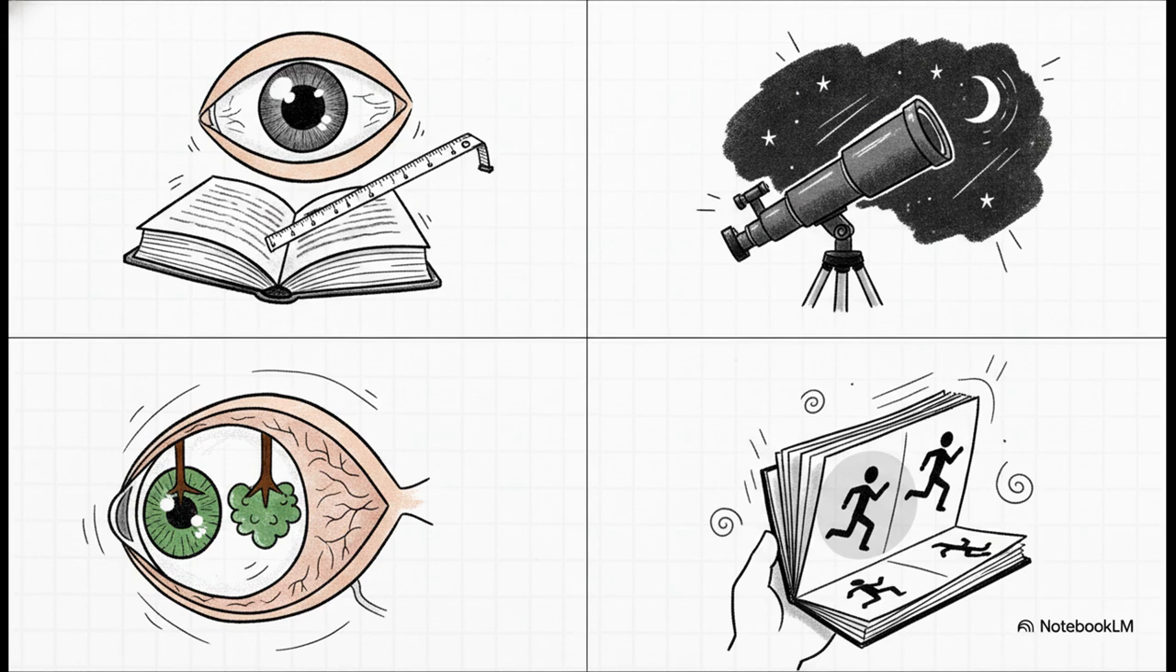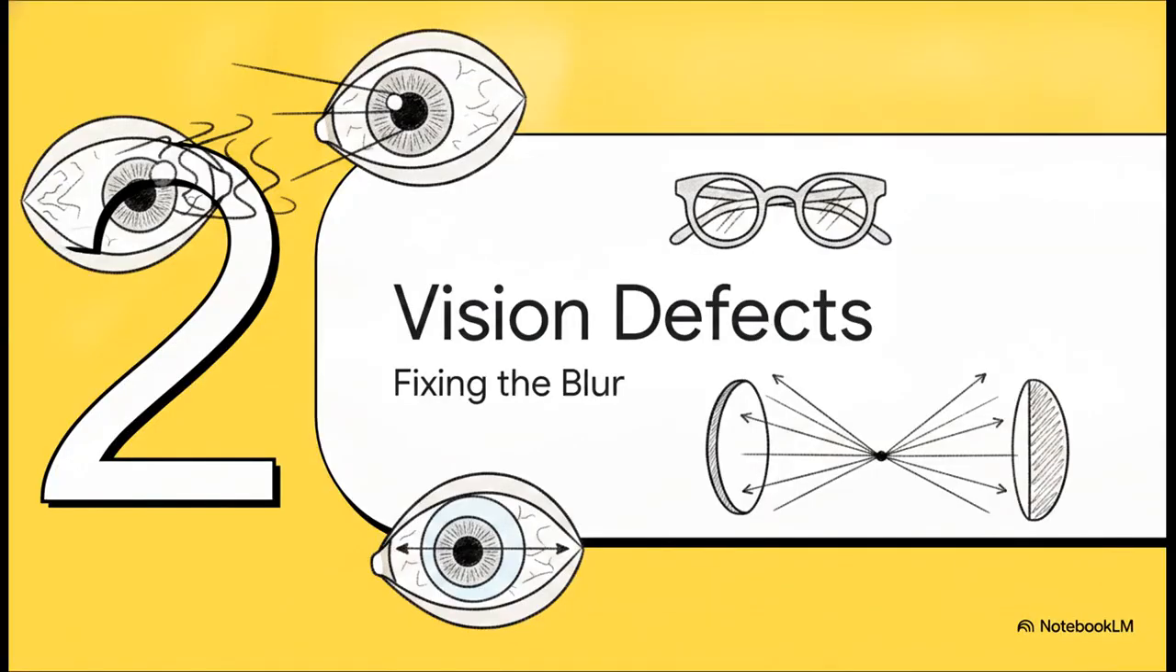Also remember, the image formed on the retina is always real and inverted, meaning it's upside down. Our brain does the heavy lifting to flip it right side up. And finally, persistence of vision is 1/16 of a second. This just means an image stays registered on our eye for a tiny fraction of a second after we see it. But what happens when this natural camera stops working perfectly? Well, don't worry. Physics has a solution for pretty much everything.